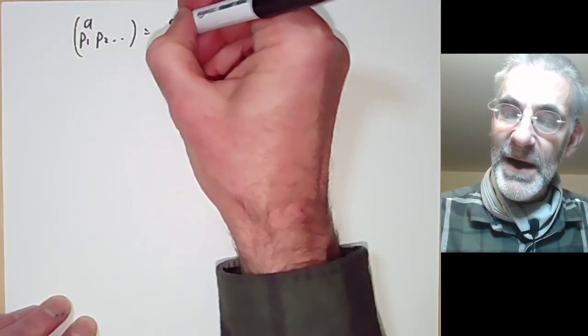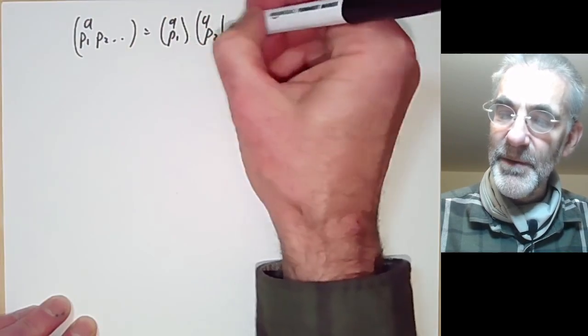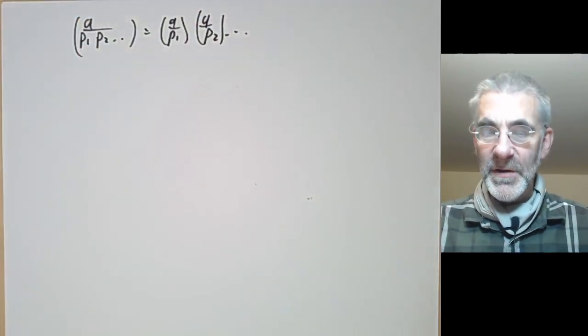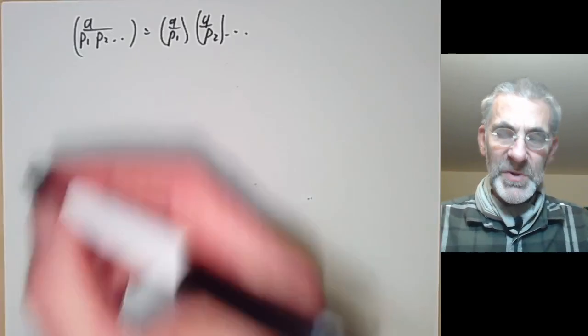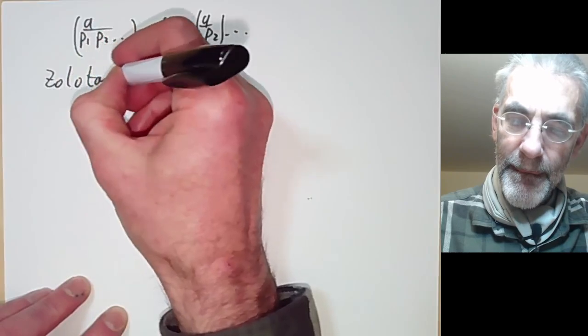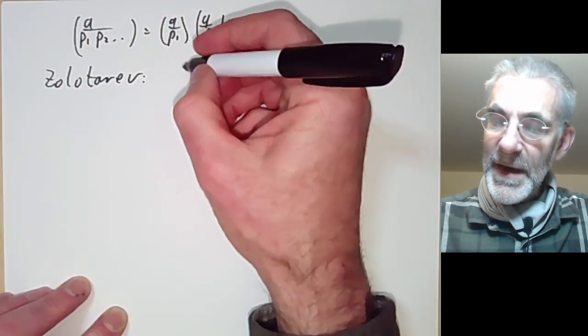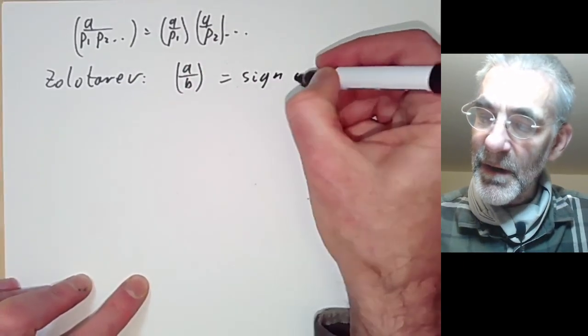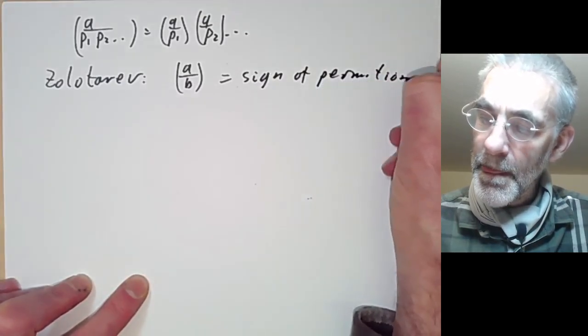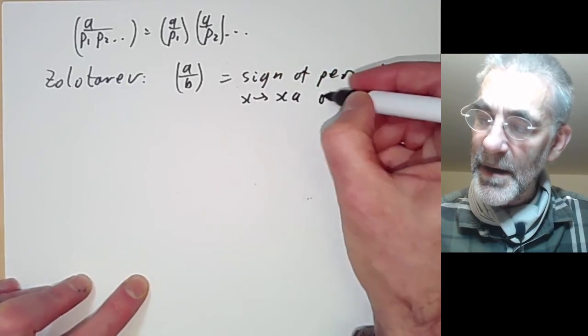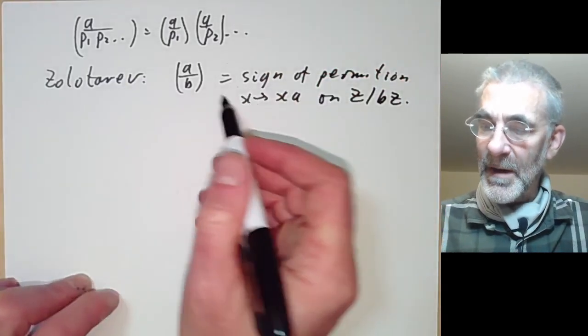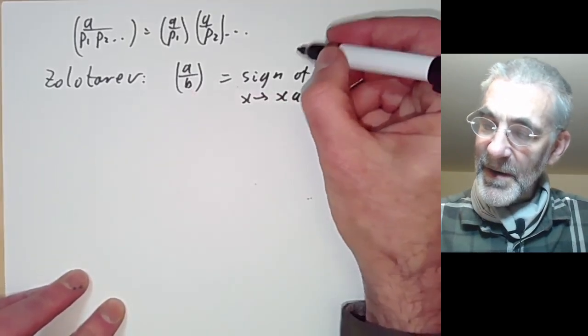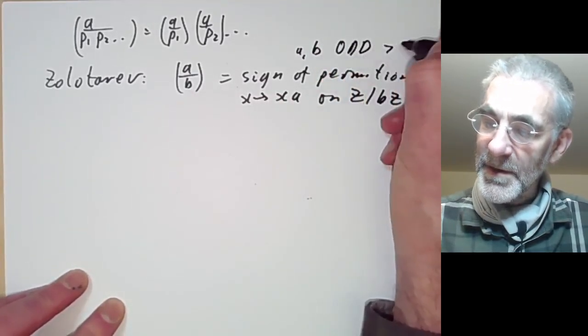Well, you know that the definition of the Jacobi symbol, saying (a/(p1 p2 ...)) is equal to (a/p1)(a/p2) and so on, looks really artificial. There's a neater description of it found by Zolotarev. He showed that the Jacobi symbol (a/b) is equal to the sign of the permutation x goes to x times a on Z modulo bZ. Here we're taking a and b both to be odd and greater than zero.